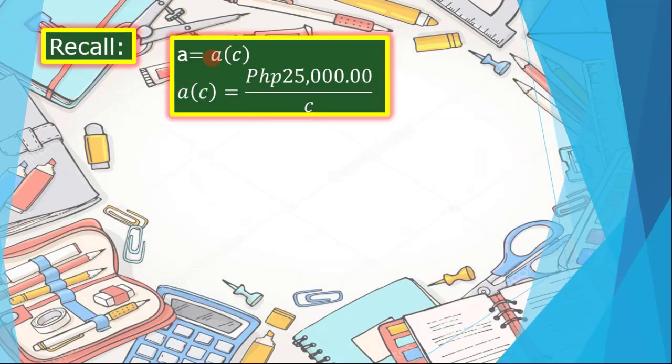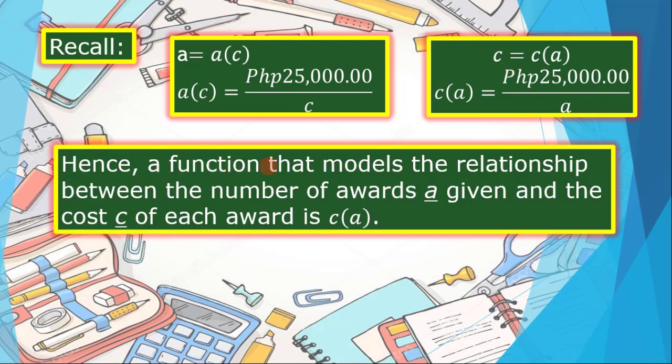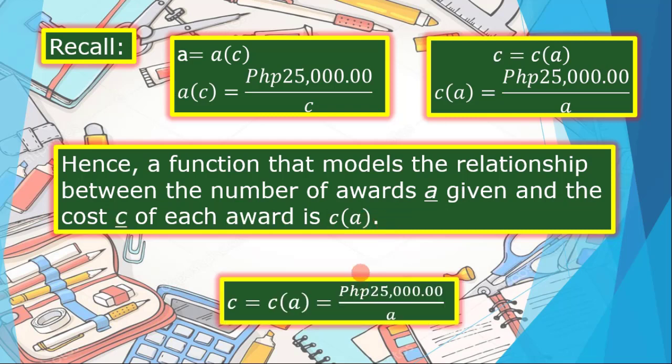We recall that we have A equals A of C. We have 25,000 all over C. Then also these equations. Hence, a function that models the relationship between the number of awards A given and the cost C of each award is C of A. So in this case, we have this function. This is what is asked in the problem.